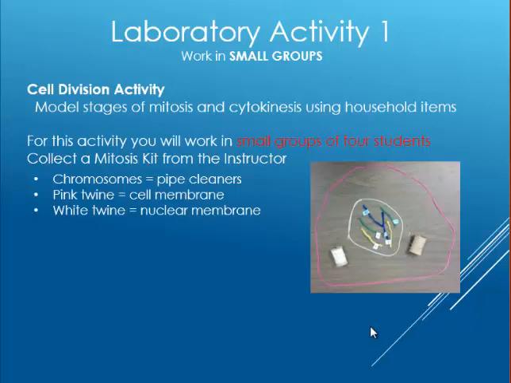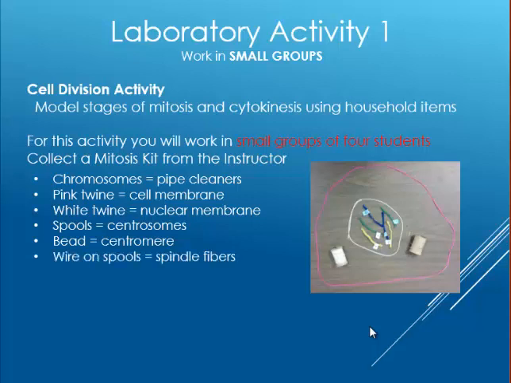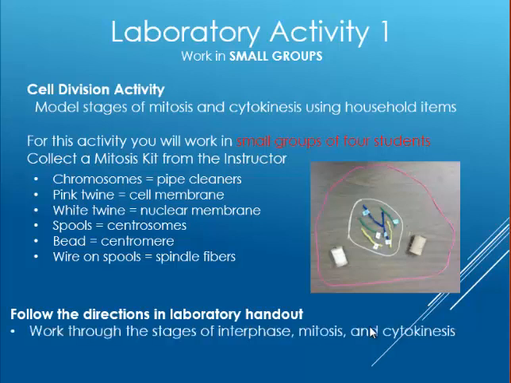White twine will serve as the nucleus membrane, or the nuclear membrane, and there'll be some spools in there that will serve as centrosomes that we just met in the video. There'll be a bead which will serve as a centromere for our chromosomes, and then there'll be some wire on the spools which will serve as microtubules or spindle fibers, which will be involved in organizing the chromosomes. Follow the directions in the laboratory handout once you get into lab and complete this activity. Work through each of the stages of interphase, mitosis, and cytokinesis together.